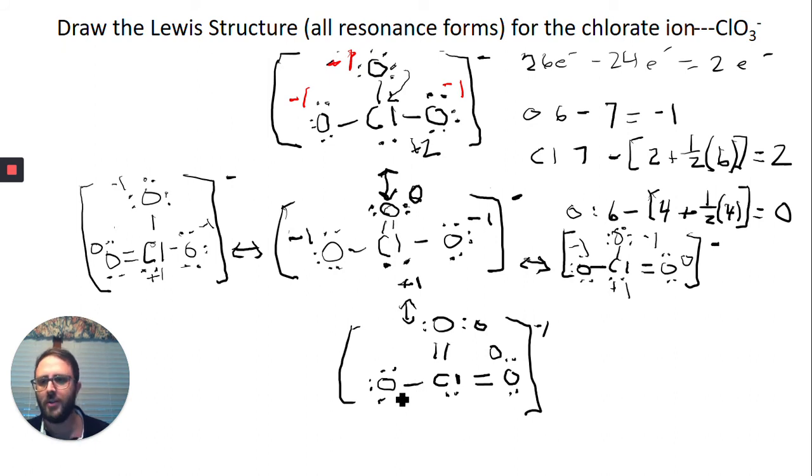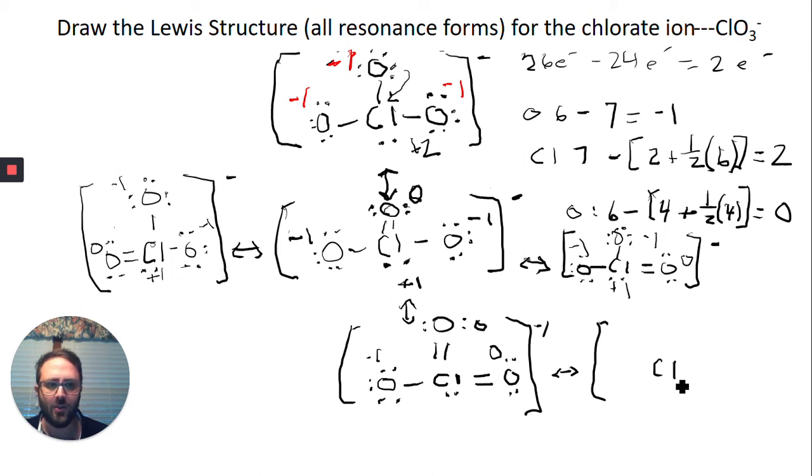Remember, formal charge is the number of valence electrons minus the total number of lone pair electrons minus 1/2 of the bonding electrons. So oxygen 6 minus 1, 2, 3, 4, 5, 6, and then half would be 7. 6 minus 7 would give me negative 1. Okay? So that's yet another resonance form. But we could have put that second double bond somewhere else.